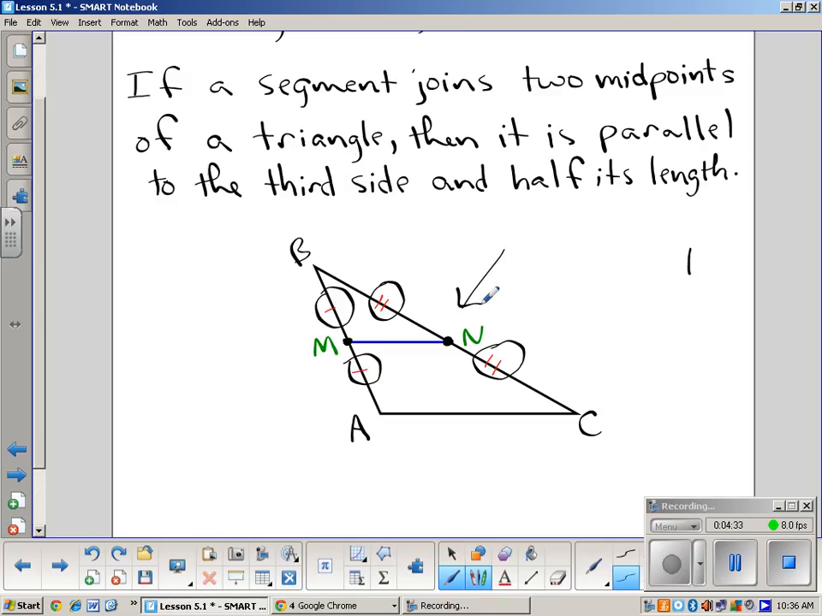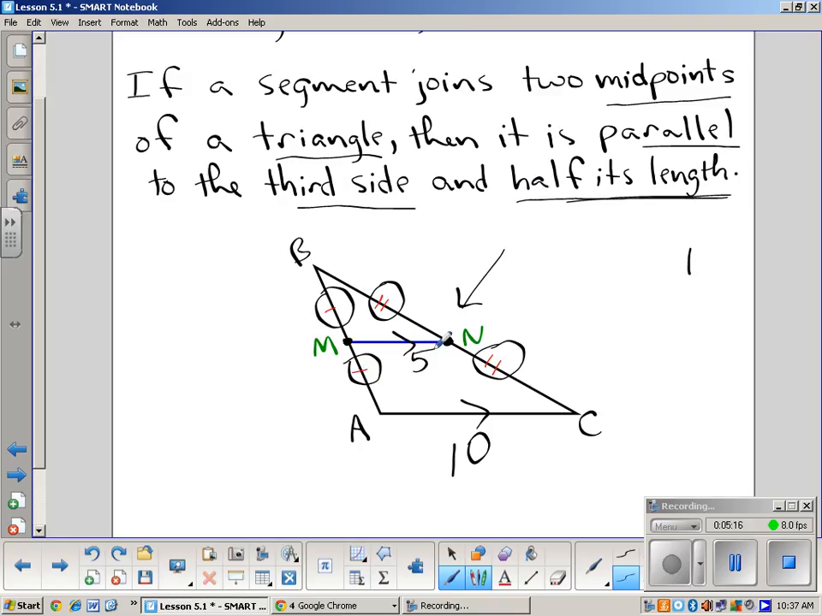Now, let's read this. It says, if a segment joins two midpoints, we created this blue segment that joins two midpoints of a triangle. This is a triangle. Then it's parallel to the third side. So that means this is now parallel to this and half its length. So if I were to say segment AC had a length of 10, what would the distance of M to N be? It's half its length, so it'll be 5.